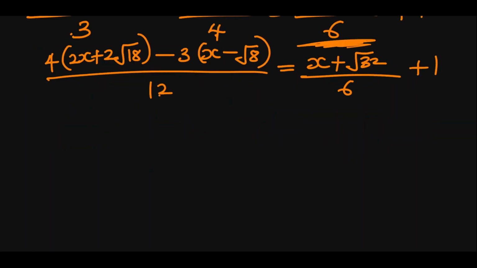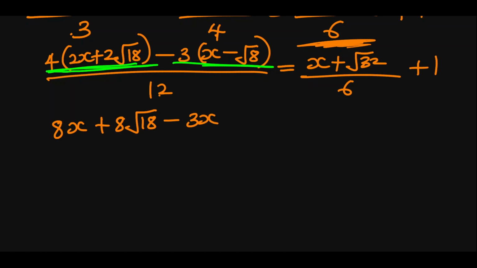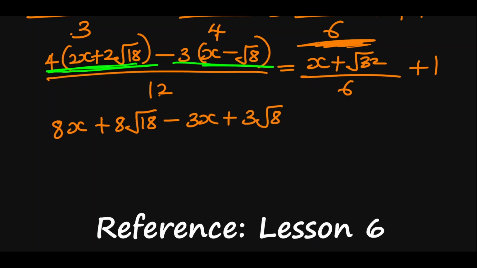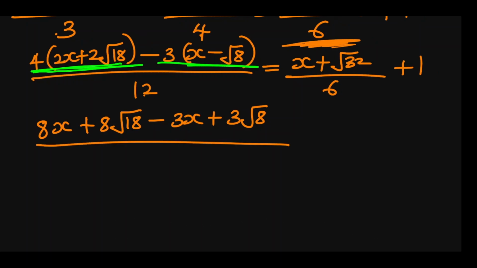Now if we apply the distributive law to this and this on the left hand side, it gives us 8x plus 8 root 18 minus 3x plus 3 root 8. Remember the lesson on removing brackets, lesson 6. If you are not clear on how we expanded these brackets, go back and watch that lesson. Over 12 is equal to x plus root 32 over 6 plus 1.